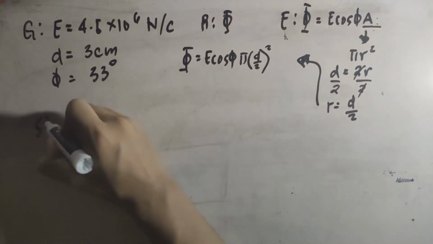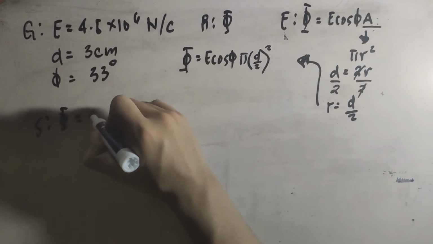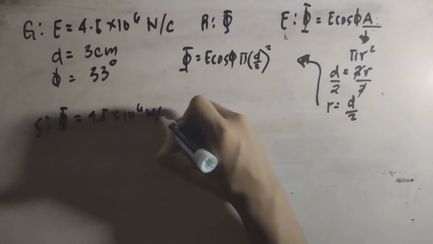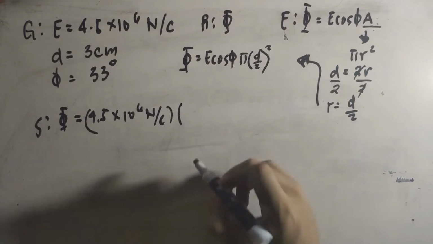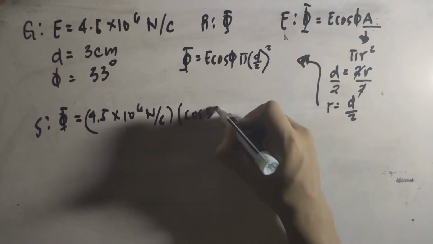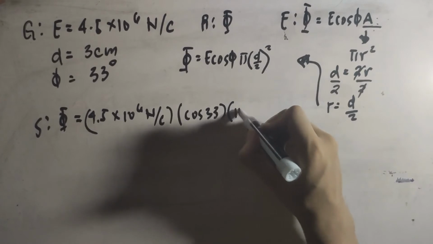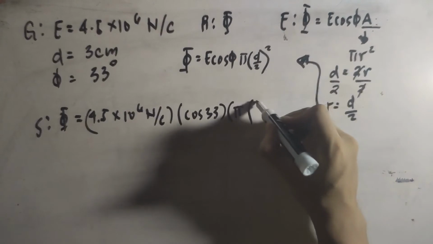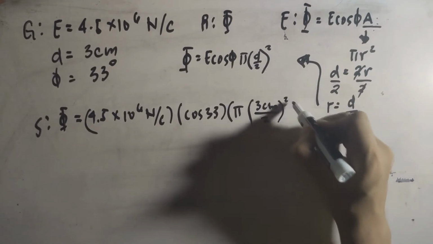substituting. So, for our solution, we have electric flux is equal to 4.5 times 10 raised to 6 Newton per Coulomb. Okay? Times cosine 33. Okay? Then we have the area of a circle, which is pi times, so what's the diameter? 3 centimeters over 2. Then this is to be squared. Okay?